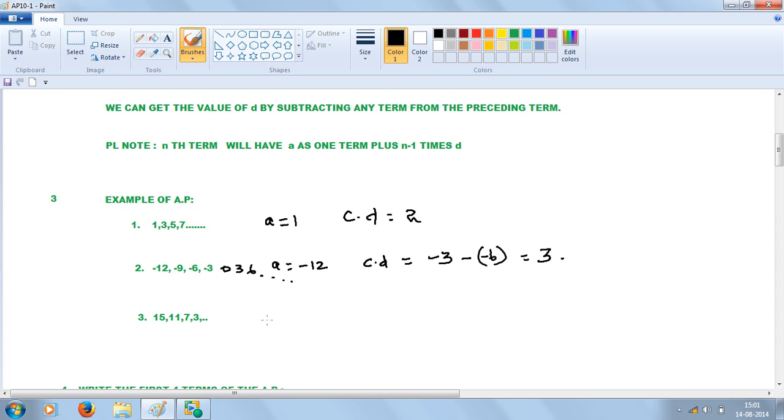So what is the next case? So A is equal to 15. The common difference, the figures are decreasing, you see. It's minus 4. How do you get minus 4? So we will take it as 11 minus 15 like that.